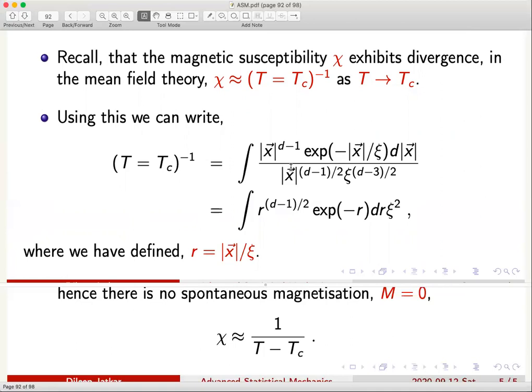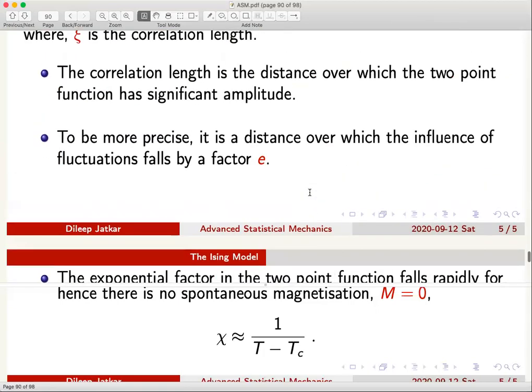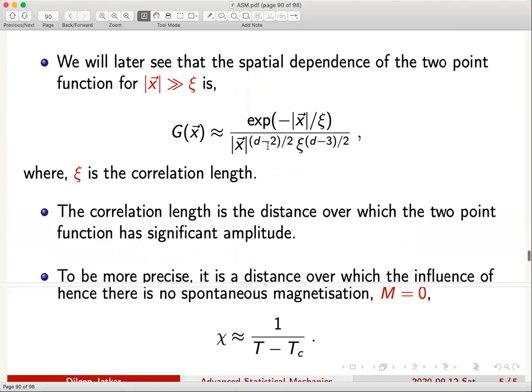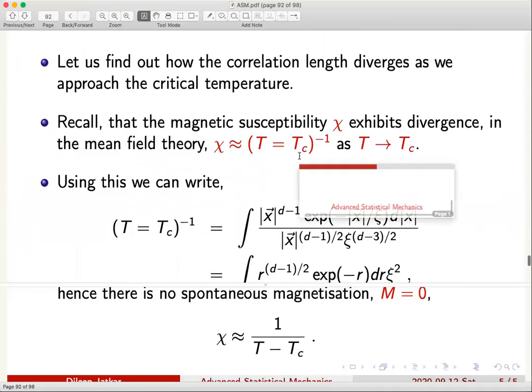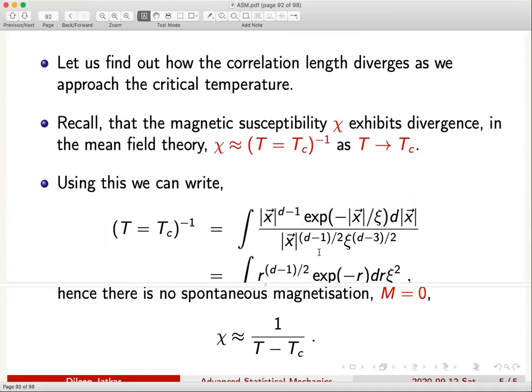Now what we really want to know is how ξ behaves as a function of temperature, so we don't care about all this other stuff. We'll define a new variable r. You see this expression, right? We had an exponential of minus mod x by ξ, upon x to the (d minus 1) by 2, times ξ to the (d minus 3) by 2. This was the way G was defined. Or (d minus 2) by 2, I should have written it correctly. I'll correct that.